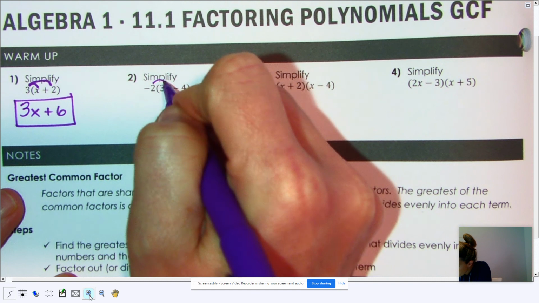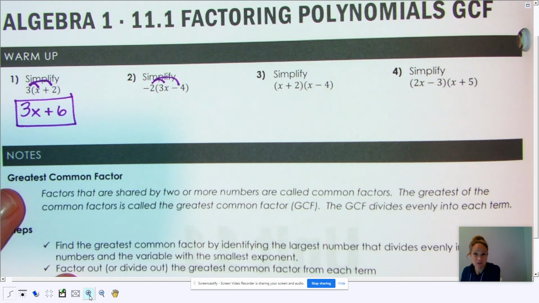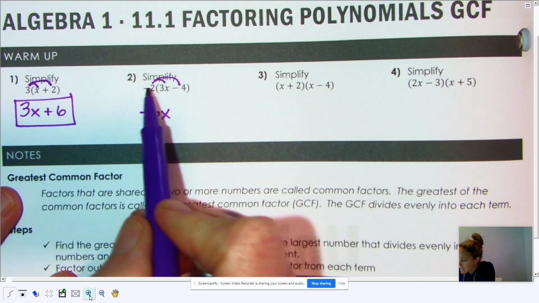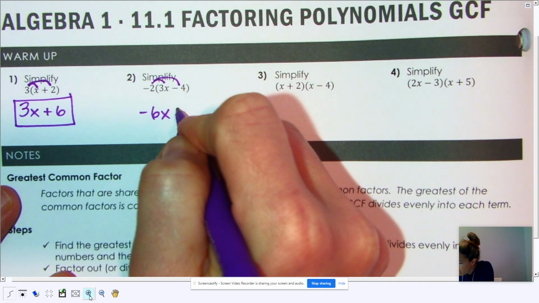Then we're going to do the same thing with the next problem. So we've got negative 2 times 3x, which is negative 6x. Then we have a negative times a negative, which is a positive, and 2 times 4 is 8.